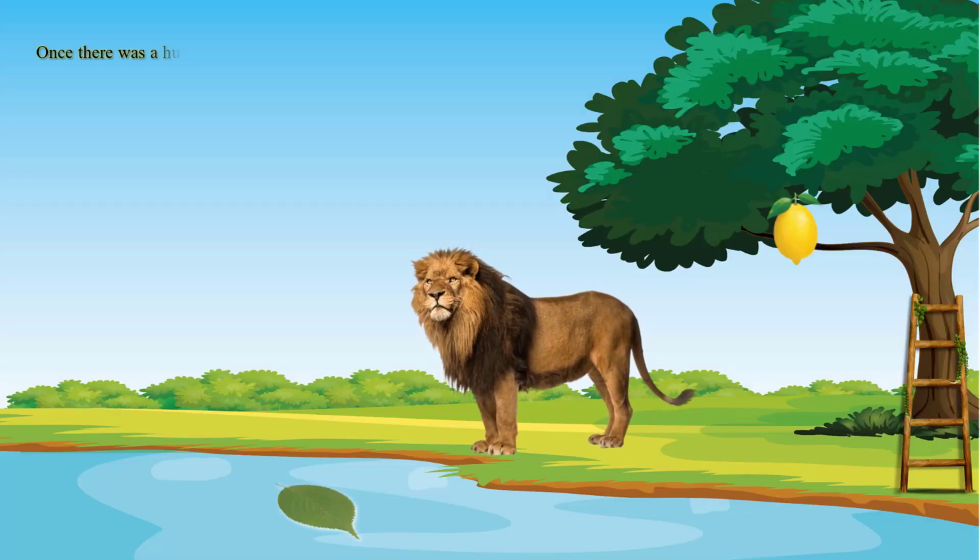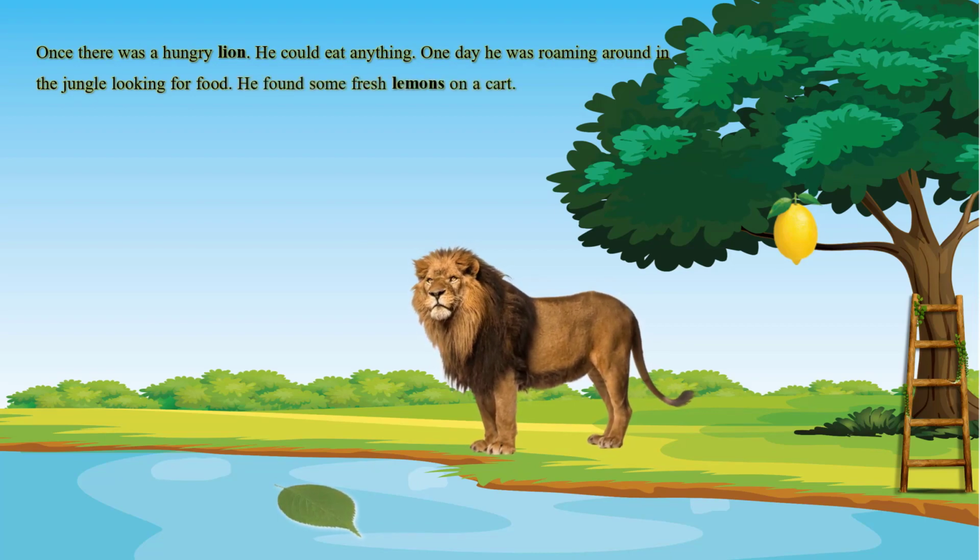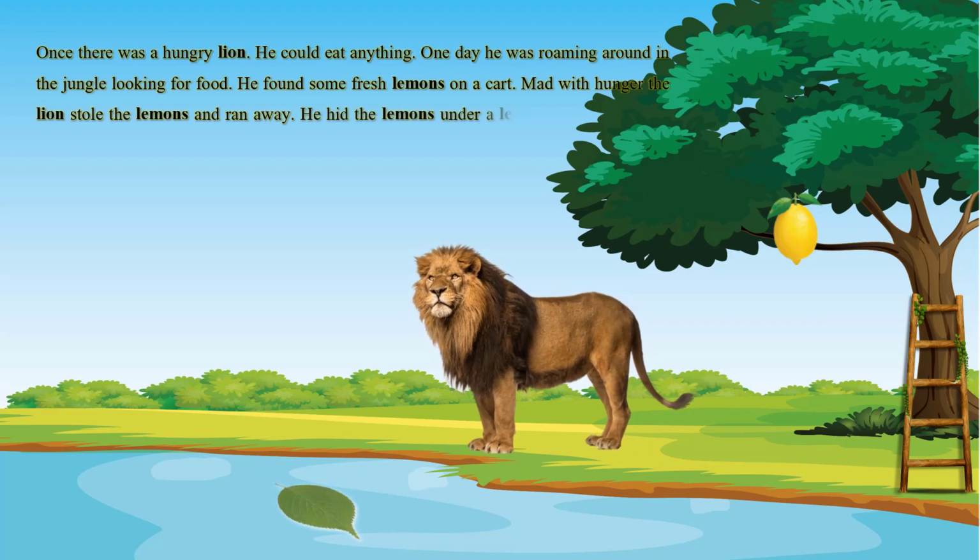Once there was a hungry lion. He could eat anything. One day he was roaming around in the jungle looking for food. He found some fresh lemons on a cart. Mad with hunger, the lion stole the lemons and ran away. He hid the lemons under a leaf, climbed up the ladder and hid himself on someone's roof.